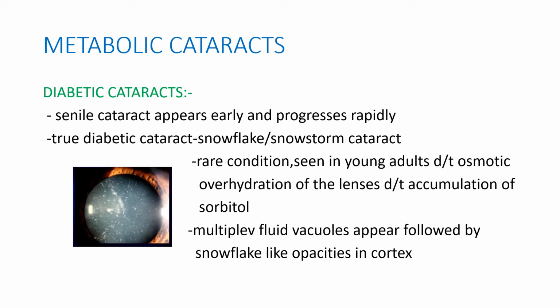Here in this picture you can see multiple opacities which are actually snowflake cataract or snowstorm cataract. So it starts with multiple fluid vacuoles which get opacified to form snowflake-like opacities in the cortex. Such opacities may resolve spontaneously or may mature within a few days.